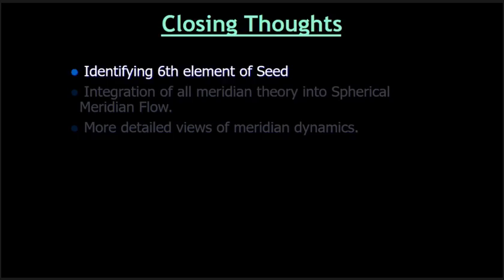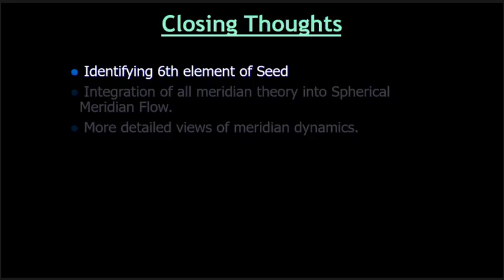So some closing thoughts. There's the beauty in the spherical meridian flow. And how did we get there? Because we identified a sixth element called seed. Once you understand the seed element, and when you understand its place in relation to the other five elements, and then you go deeper into its geometries, you develop a six element model, and you develop the spherical meridian flow.